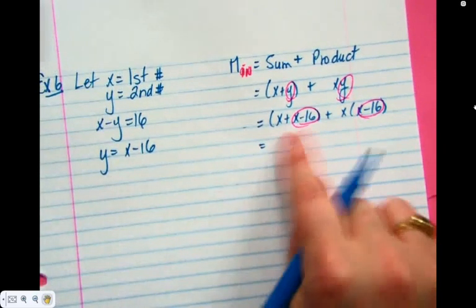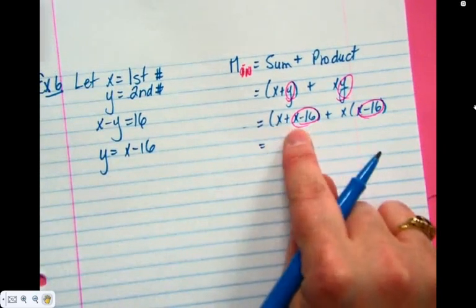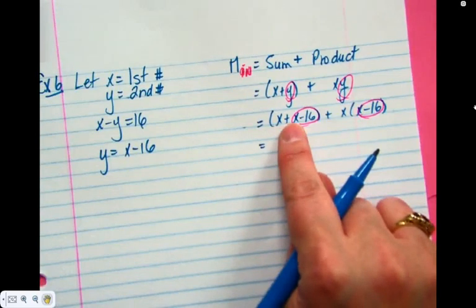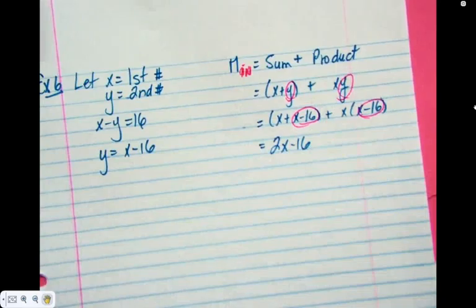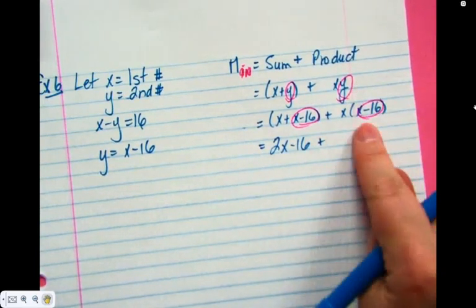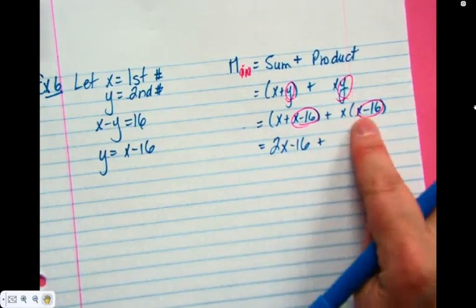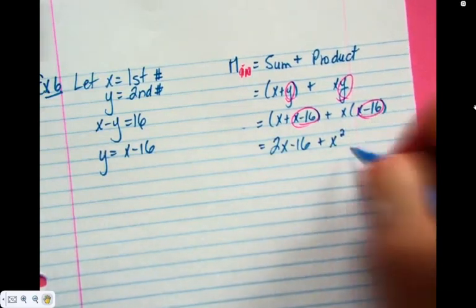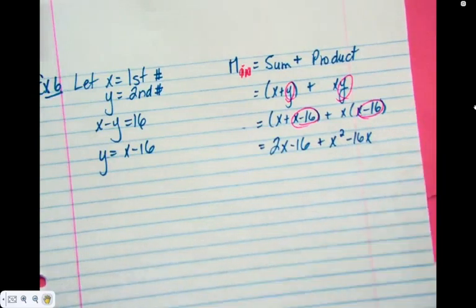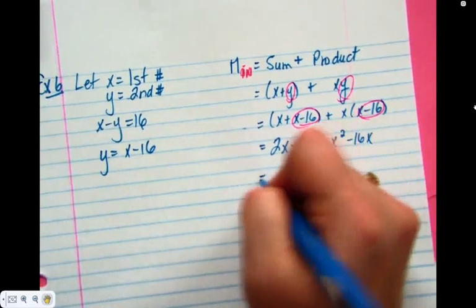And I'm just going to simplify. For the sum, I've got x plus x. I can put those together. What's x plus x? So I have 2x minus 16 for the sum. For the product, I just need to distribute. So x times x and x times negative 16. And then I'm just going to simplify those two together so we have a nice parabola.